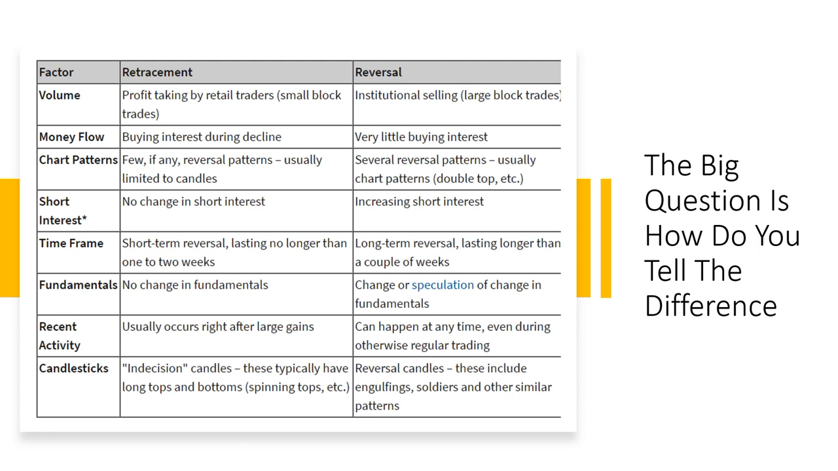We can monitor money flow. Okay. Buying interest declines, or if it's a reversal, there's very little buying interest because people are waiting for something. If it's a retracement, there are very few reversal patterns, usually very limited candles. When we're going to a reversal, there are usually things like double tops, triple tops, triangle breakouts, patterns we can see on the price chart.